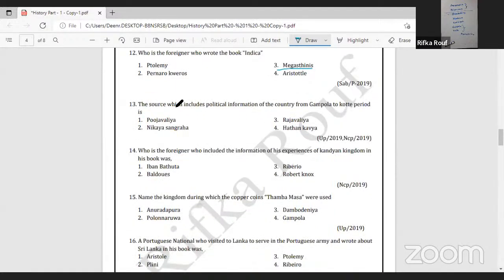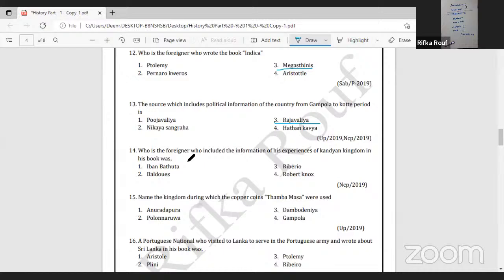Now next, which I spoke to you just a few minutes ago. The source which includes the political information of the country from Gampola to Kotte period is what? Yes, it is the Rajavaliya. It is the Rajavaliya.